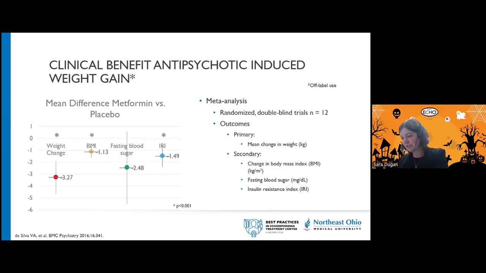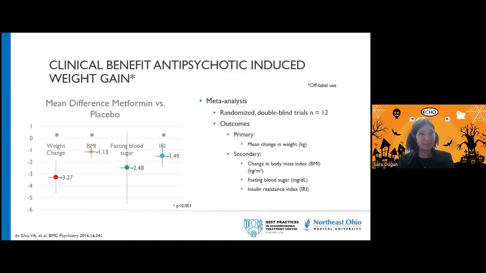Their primary outcome was the mean change in weight. And what they saw: the average duration of the 12 clinical trials was 16 weeks, so about 4 months. And over those 4 months, those patients that were on metformin had an average weight reduction of minus 3.27 kilograms. So 6 to 7 pounds reduction over the course of 4 months. They saw a reduction in BMI of just more than 1 point. And they also saw a reduction in the insulin resistance index. So they saw improvements in most of the metabolic features across the board in patients that were on metformin. So that did look to be beneficial.